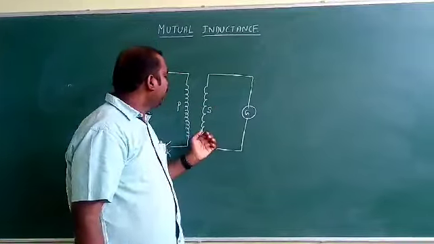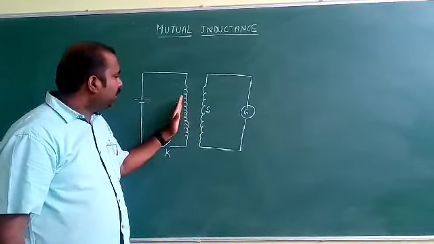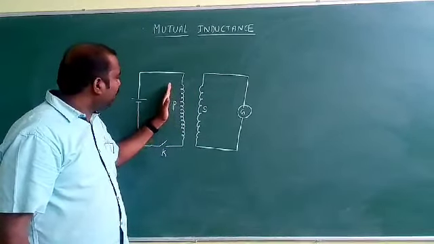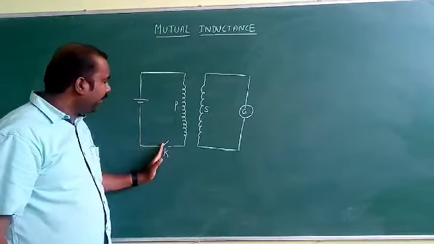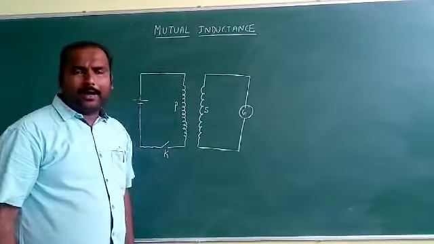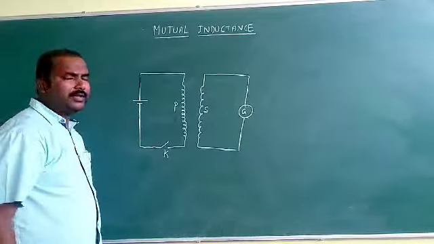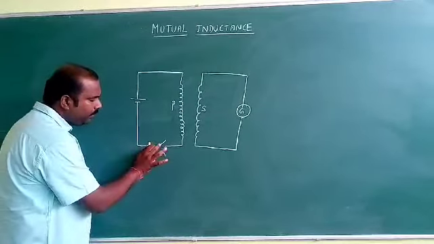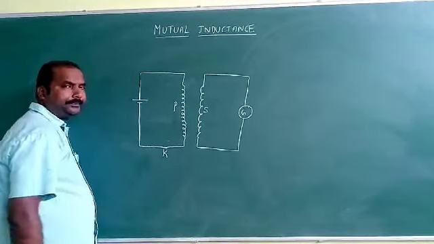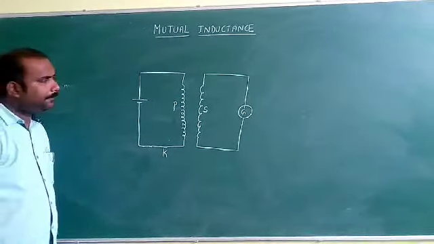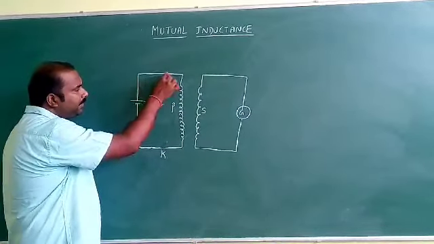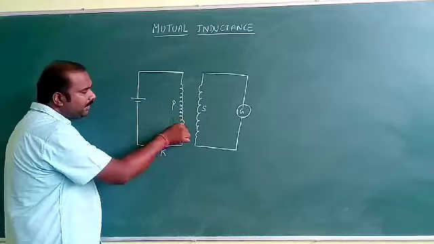Now, for that point of view, I am taking two coils. This is the primary coil, this is the secondary coil. The primary coil is connected to a battery with a plug key, and the secondary coil is connected to a galvanometer. Now, how it is working, you see. Suppose I am closing the key, the battery is connected. Because of this battery, current starts increasing in the primary coil.